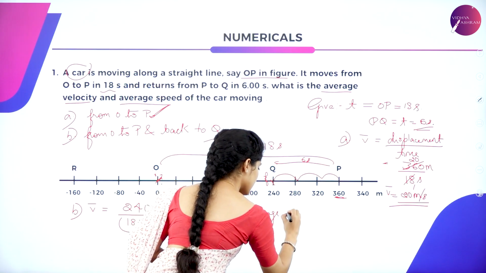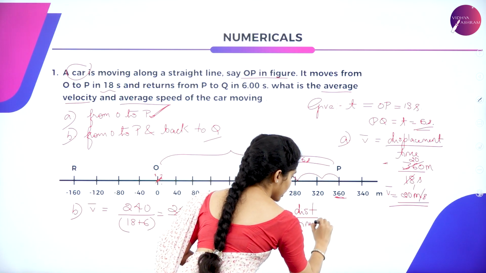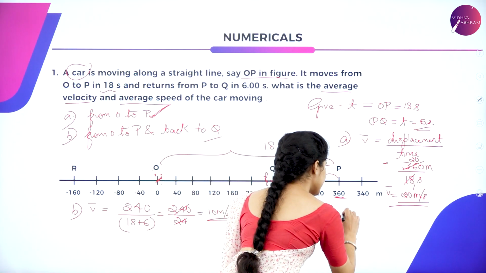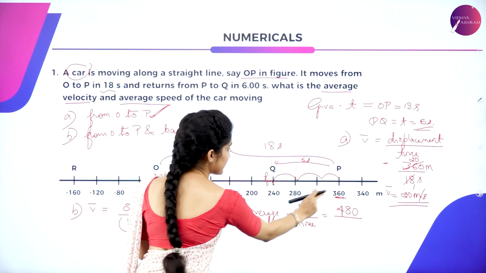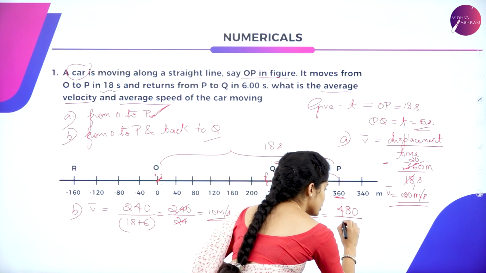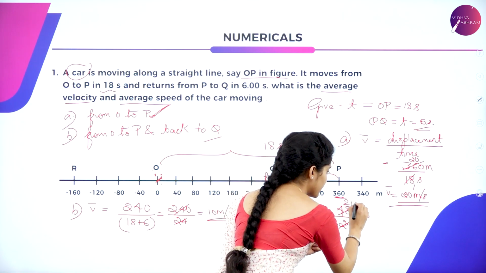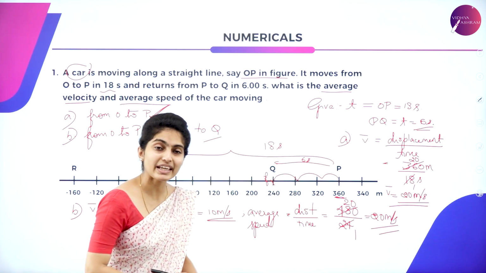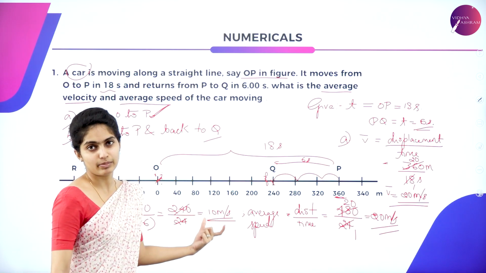Average speed is equal to distance by time taken. So what is your distance? 360 plus 120, it is 480, divided by the total time taken to follow this path. It is the same from initial to final, that is 18 seconds plus 6 seconds. So it is 24. 24 ones are 24, 24 twos are 48, and 0. So it is 20 meter per second. So what is your average speed here? It is 20 meter per second. What is your average velocity? It is 10 meter per second.